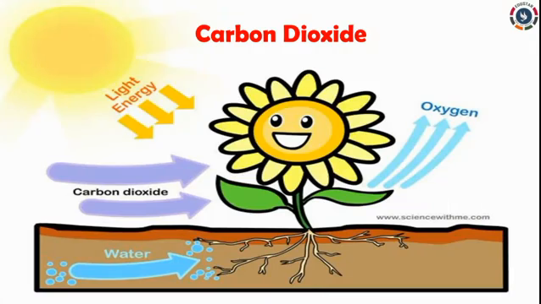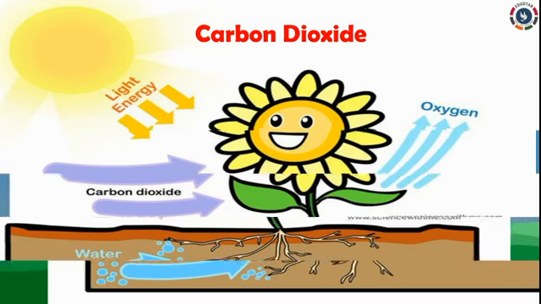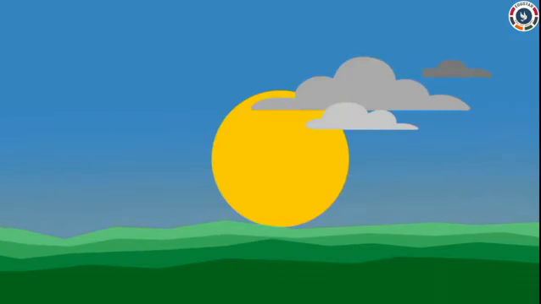Carbon dioxide. Carbon dioxide is needed by plants to prepare food in the presence of water and sunlight. This process is called photosynthesis. It is also used in fire extinction. What are the other gases present in the air? Shall we see, dears?